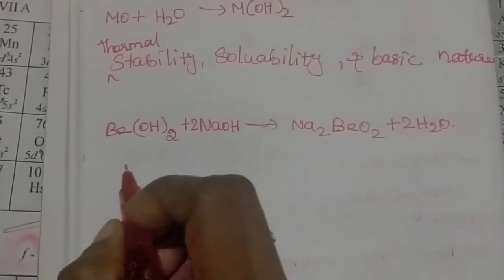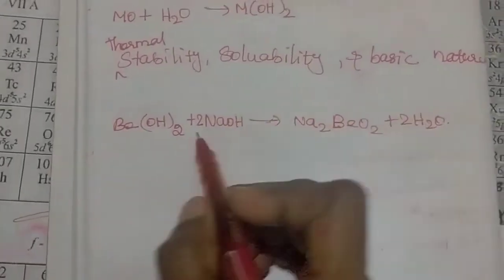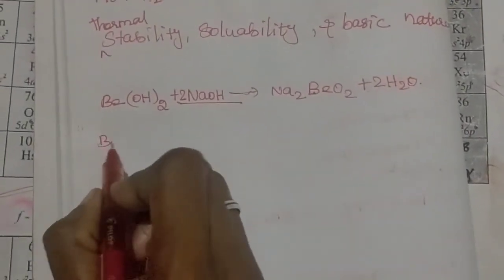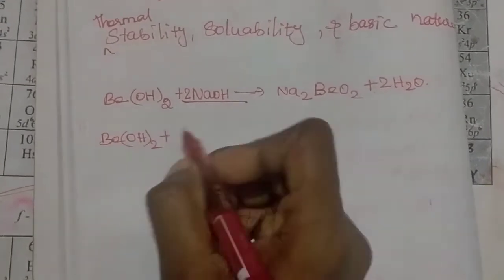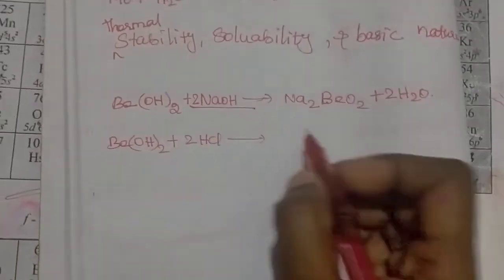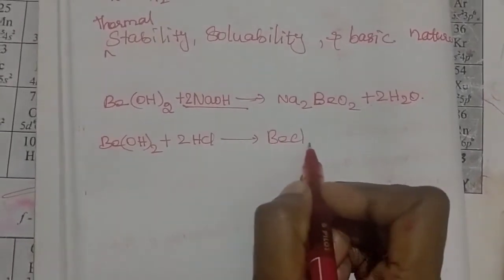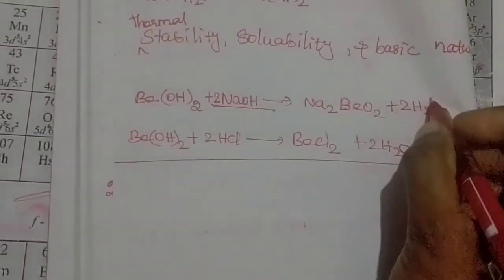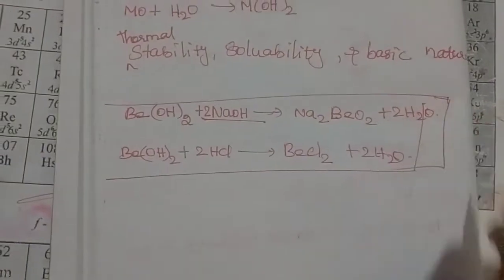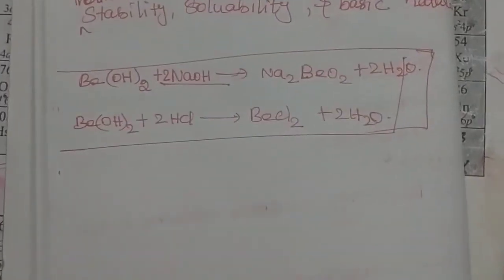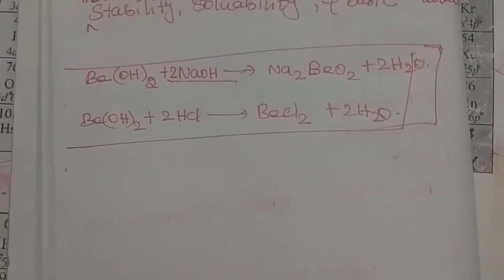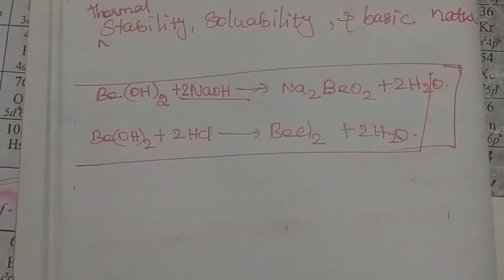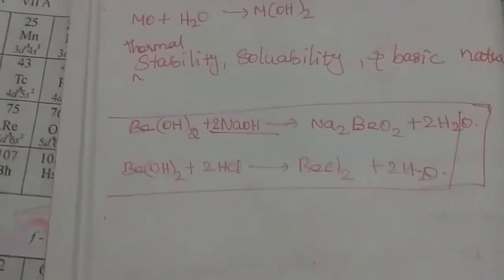And another example for this amphoteric nature: because it reacted with the base, we also have to react it with an acid. So beryllium hydroxide reacting with hydrochloric acid gives the product beryllium chloride and 2 molecules of H2O. This shows that beryllium hydroxide can react with both acid and base. Beryllium is an amphoteric compound.